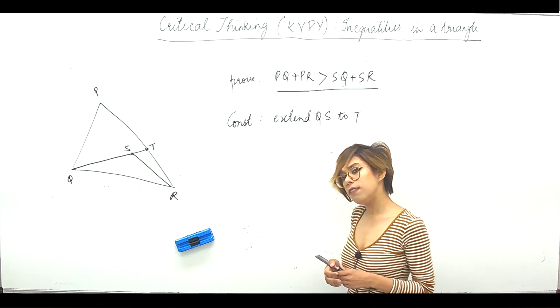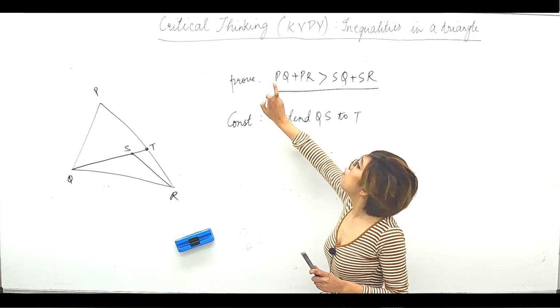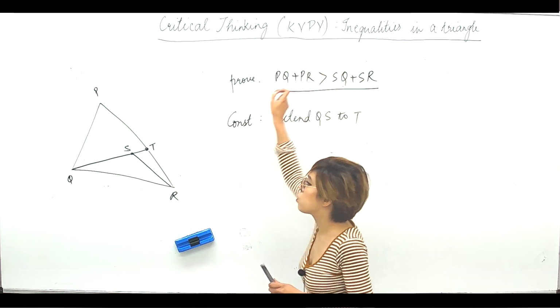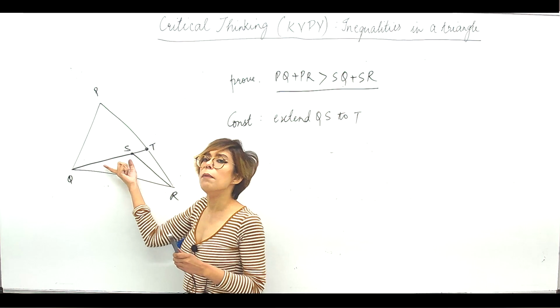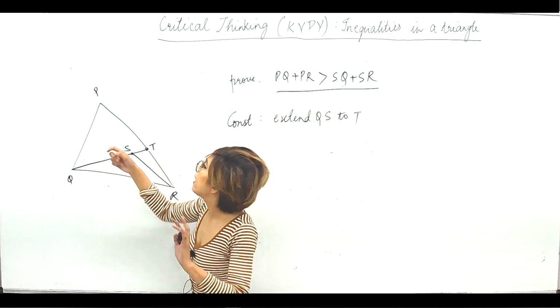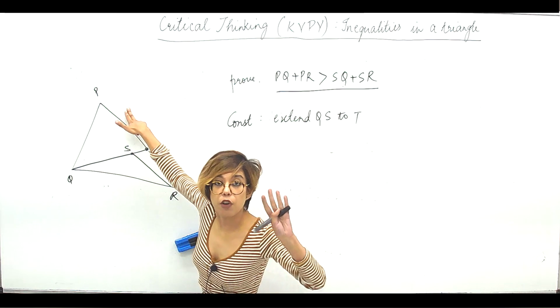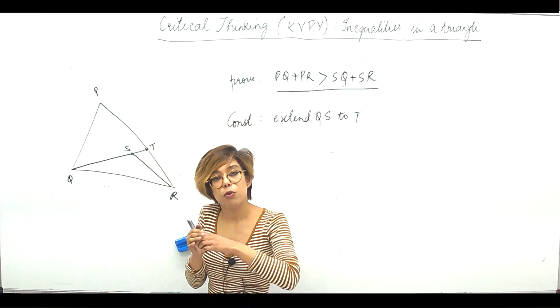Why did I do this? Look, I need to involve PQ, I need to involve PR, I need to involve SQ. So PR and SQ, part of it, involve हो रहे हैं, right? And यहाँ पे PT is getting involved, which is a part of PR. So let me do that.